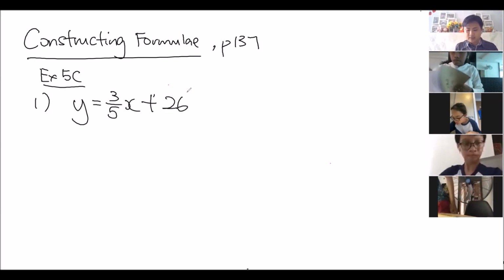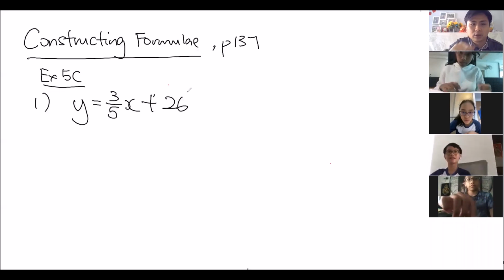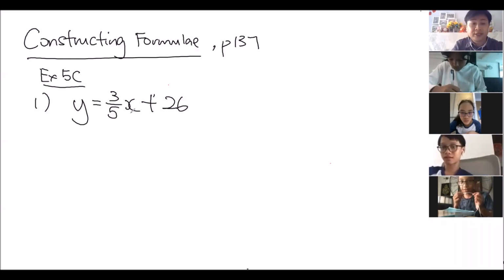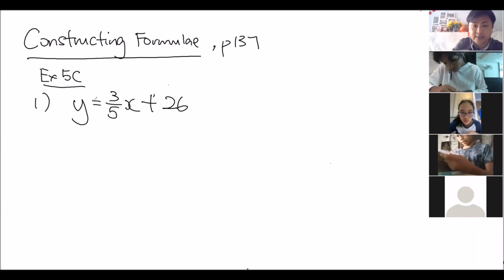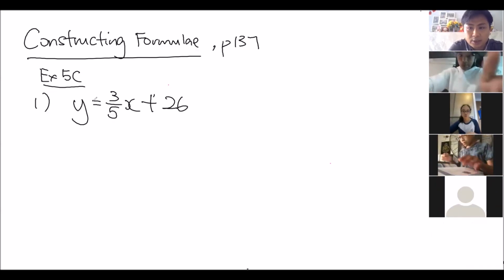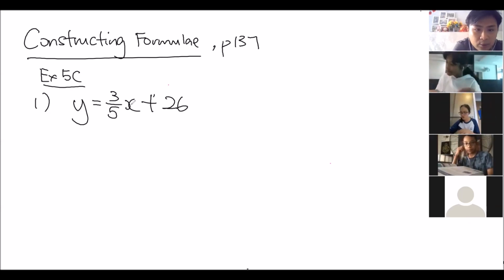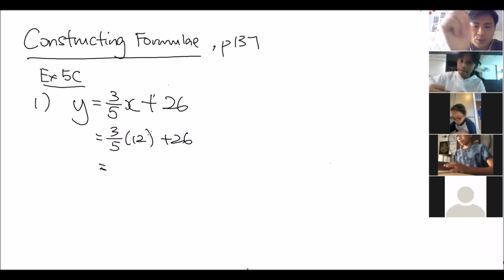Then after that, the question says, find the value of y when x equals 12. So the question wants you to find the value of y, and you are given the value of x. Page 137. What is the value of x that is given to you? In question 1, if you read your question, what's the value of x? 12. So we'll replace this x value with 12. So it will be y equals 3/5 times 12 plus 26. Then this part you can just use your calculator. So 3/5 times 12, what is it?